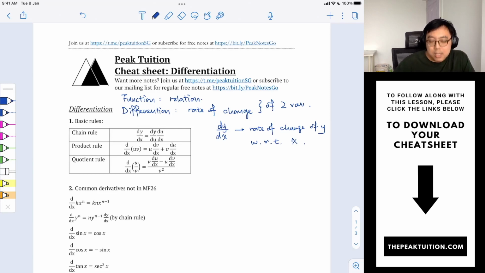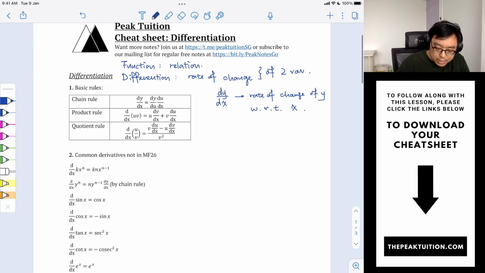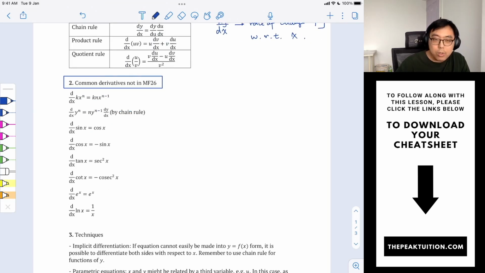In the context of A-level, most of the time we do pattern recognition, and we just look at the patterns, and that gives us all the derivatives. After we differentiate a function, the result is the derivative. Here are all the common derivatives that are not found in MF26. It will be very helpful if you can memorize all of this by heart. If you can't, you should try to at least remember as much as possible.